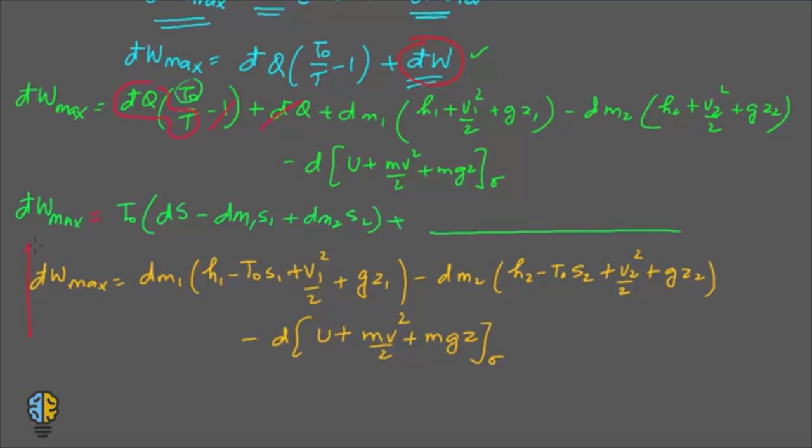So this is the final expression of the maximum work that is obtained of an open system which exchanges heat only with the surroundings at T0 and P0. So you should note down this equation, because we'll use this in the next video in which we talk about the reversible work in a steady flow process.